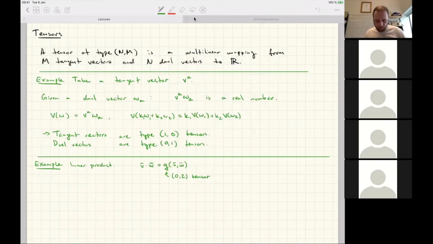Now, let's look at what is called tensor components. So let's remember this tensor for later. This is called the metric tensor.